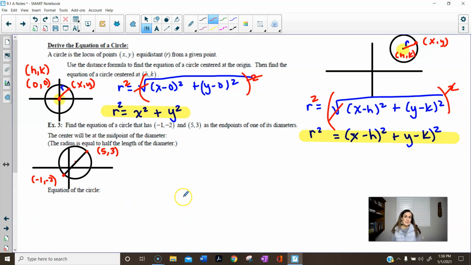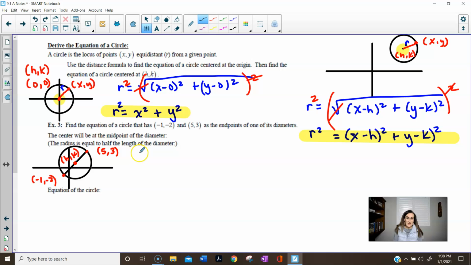what I need to do is find the midpoint, or I need to find the center of the circle, because to write an equation of a circle, I need this equation here. r squared equals x minus h squared plus y minus k squared. So the first thing I want to do is figure out what h and k are. And h, k is going to be the center of that diameter, or the midpoint of that diameter. So let's do that first.